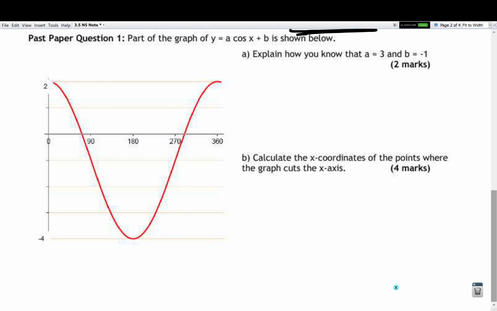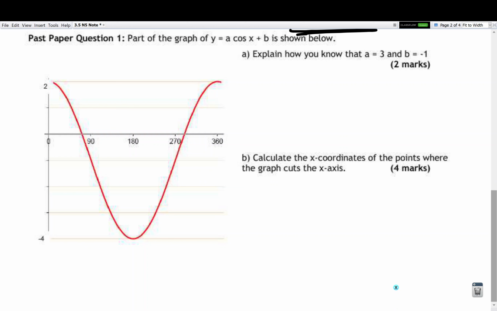Okay, so we're now on to looking at some past paper questions in the Nat 5 trig equations topic. So we've got two to show you in this video. One of them relates directly to a trig graph, and the second is related to a real life context, which they often like to do in an exam.